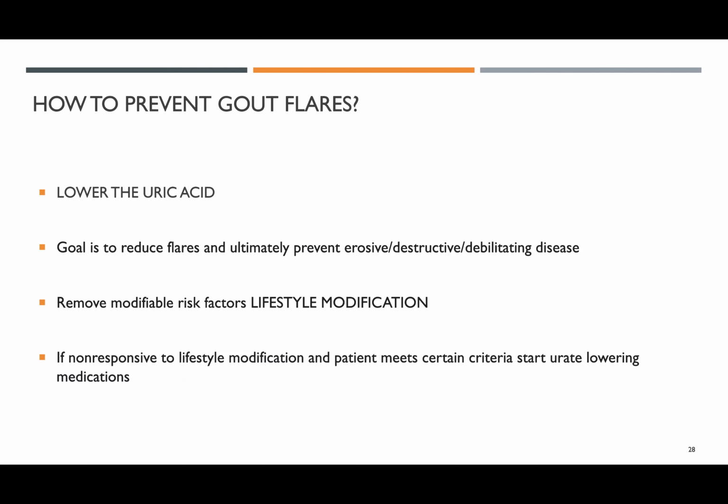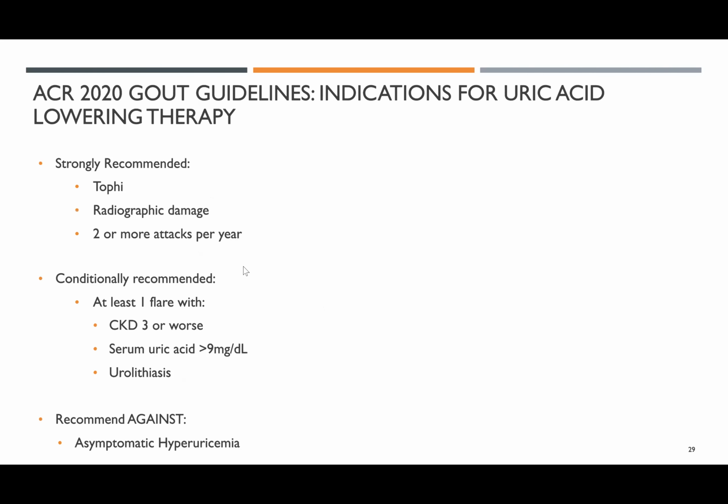You really have to hammer down that they need to cut out the triggers: alcohol, red meat, things that are giving them issues. If they're on thiazide diuretics, think about different diuretic use that you could use for preventing gout flares in the future. And if non-responsive to lifestyle modifications, then we start thinking about urate-lowering medications if they fit criteria. That criteria being the ACR guidelines for uric acid lowering therapy, ACR being the American College of Rheumatology.